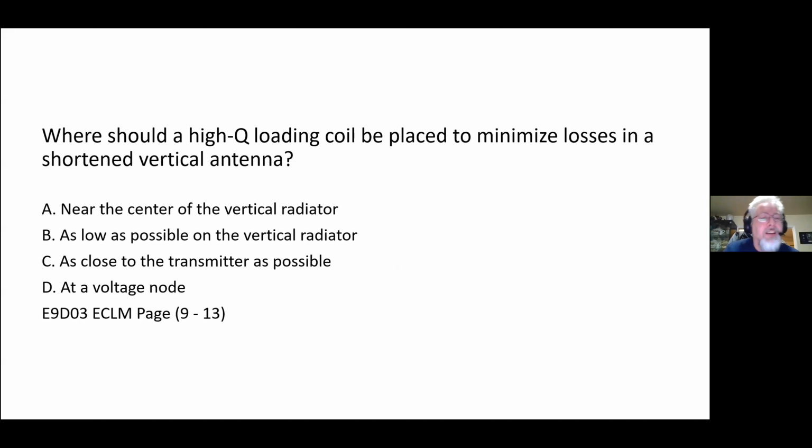Where should a high Q loading coil be placed to minimize losses in a shortened vertical antenna? A, near the center of the vertical radiator. B, as low as possible on the vertical radiator. C, as close to the transmitter as possible. Or D, at a voltage node. Alpha is the correct answer, near the center of the vertical radiator.